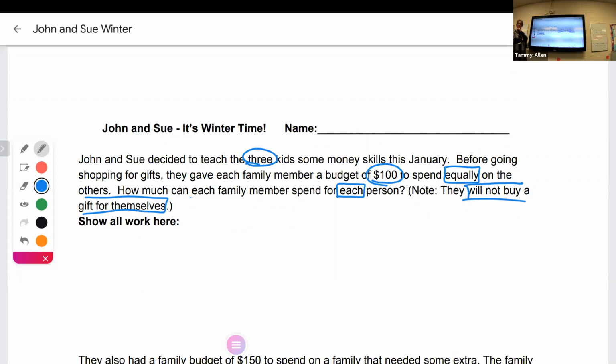There's something else we need to pay attention to. Who are we buying gifts for? They're for others. Okay. For the others, are we just buying for the 3 kids? Okay. Anything else? All right. How are we going to solve this thing?